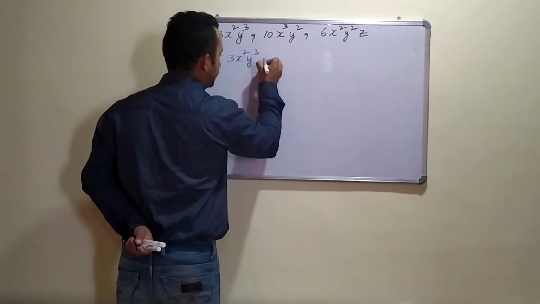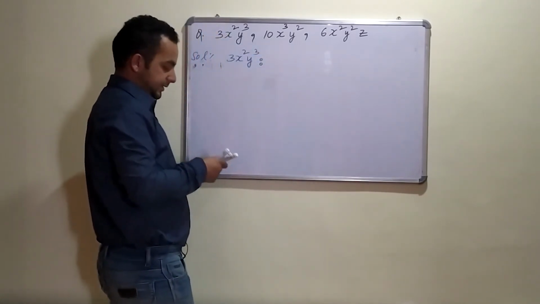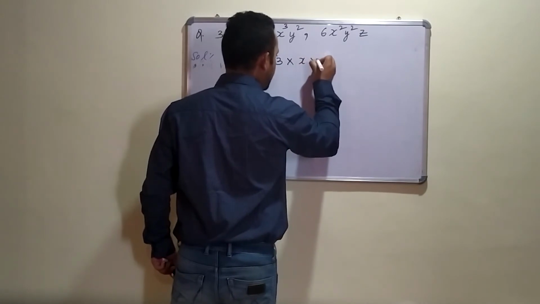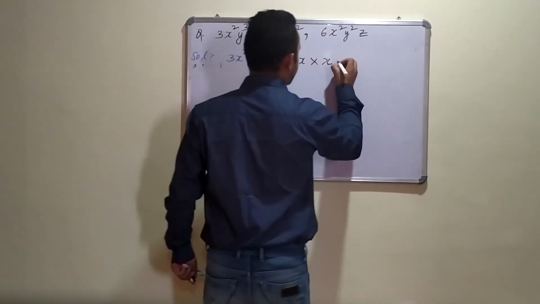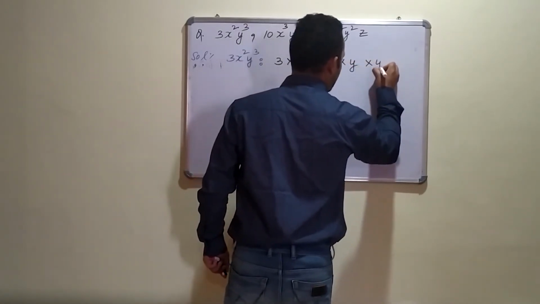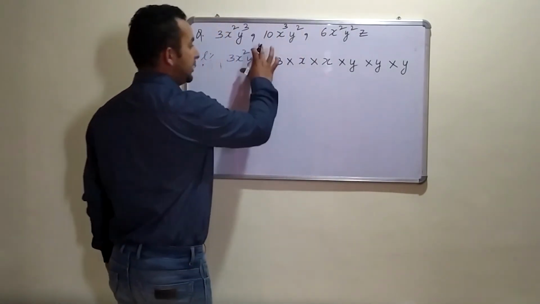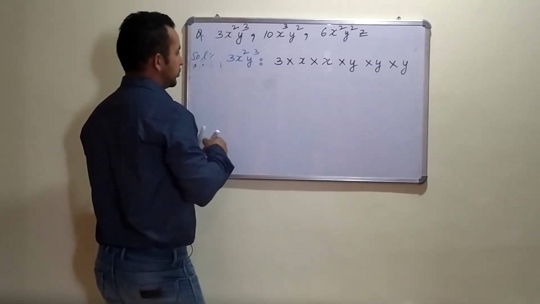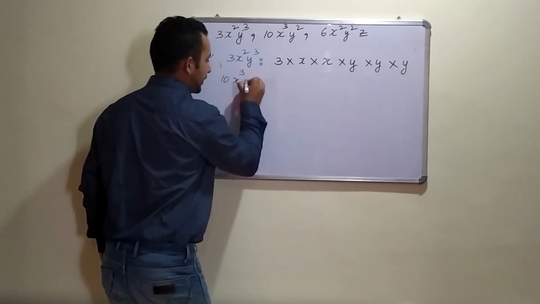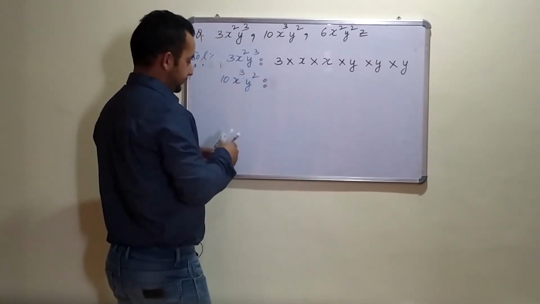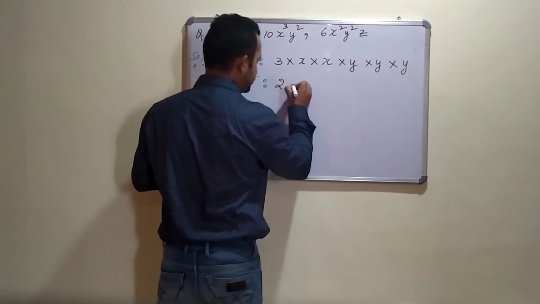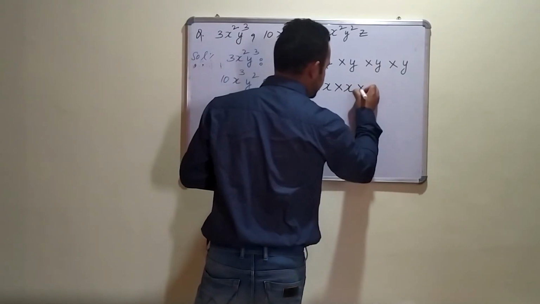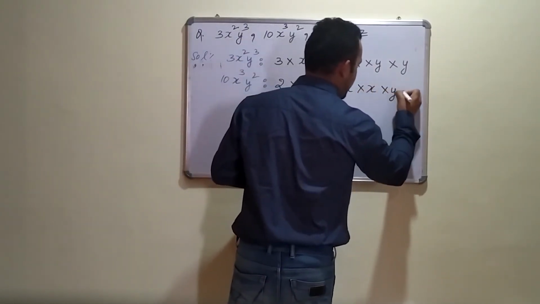3x square y cube, so we can write it as 3 multiplied by x multiplied by x and then multiplied by y multiplied by y multiplied by y. Then 10x cube y square, we can write it as 2 into 5 into x into x into x into y into y.